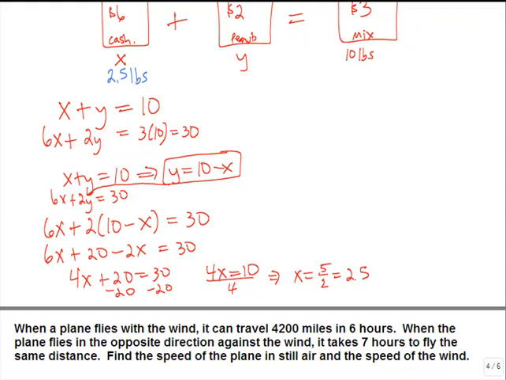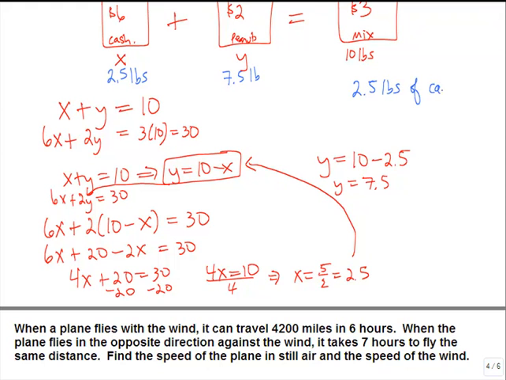Now we still need to find y. So to find y using this substitution method, go back to your box and substitute in what x was. So I'm going to substitute in 2.5, and 10 minus 2.5 is 7.5. So that means I need 7.5 pounds of peanuts. So I need 2.5 pounds of cashews and 7.5 pounds of peanuts. And there's my solution.